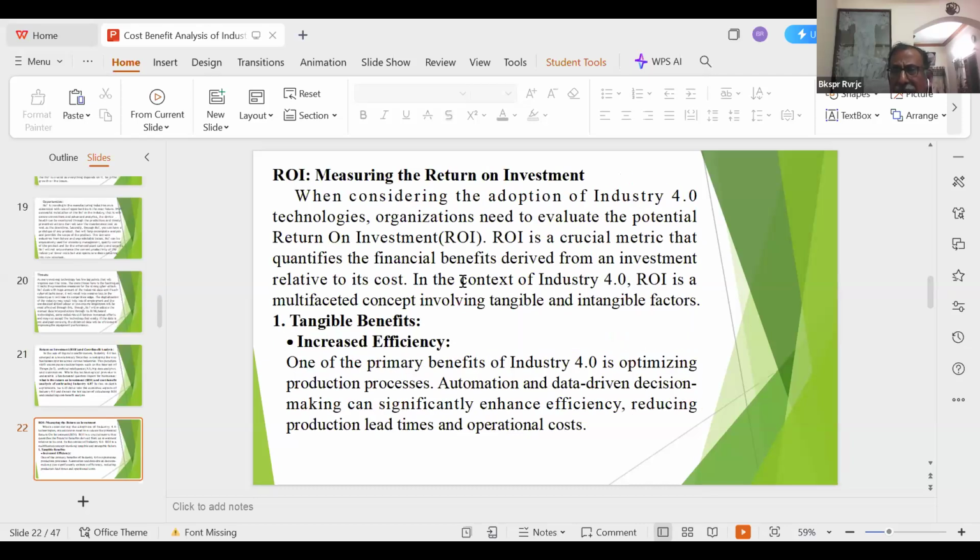ROI, measuring the return on investment when considering the adoption of Industry 4.0 technologies. Organizations need to evaluate the potential return on investment. ROI is a crucial metric that quantifies the financial benefits derived from an investment relative to its cost. In the context of Industry 4.0, ROI is a multifaceted concept involving tangible and intangible factors.